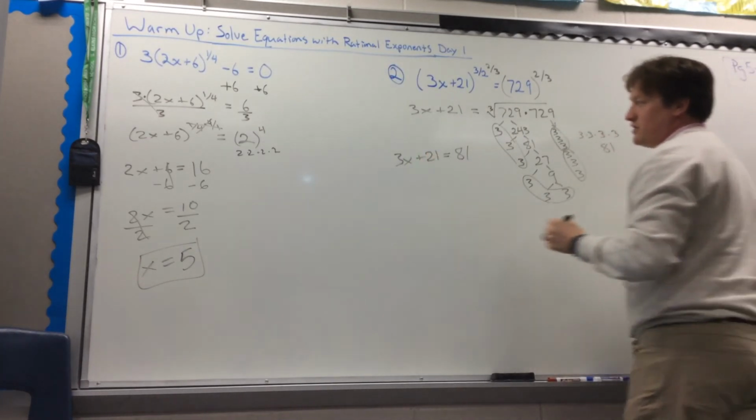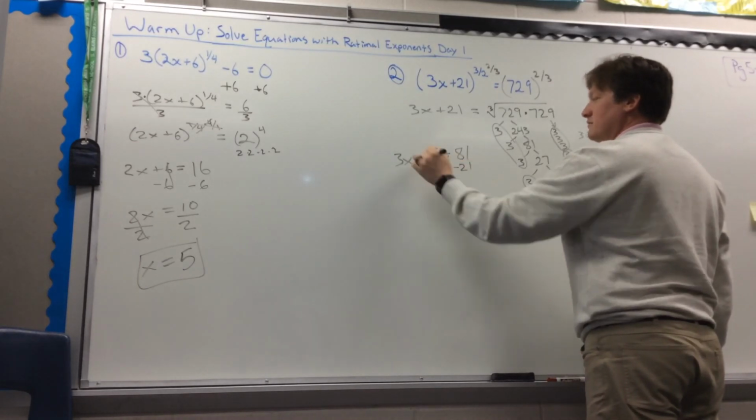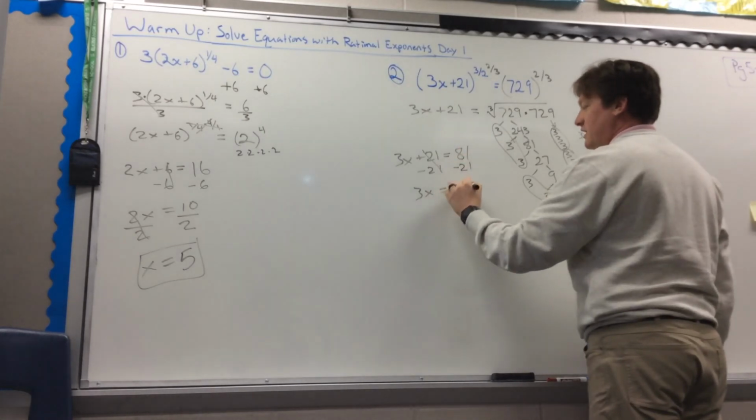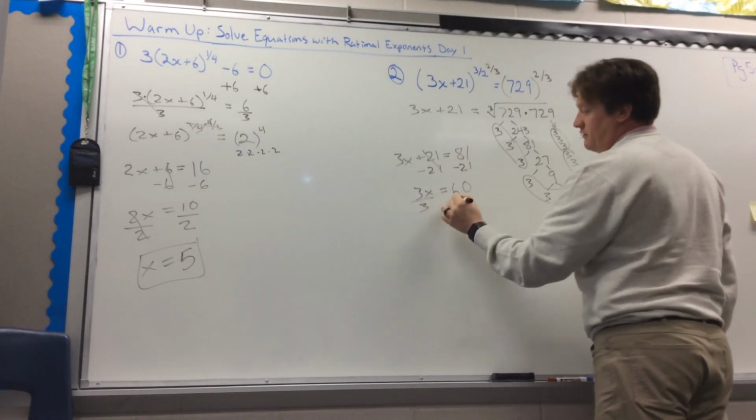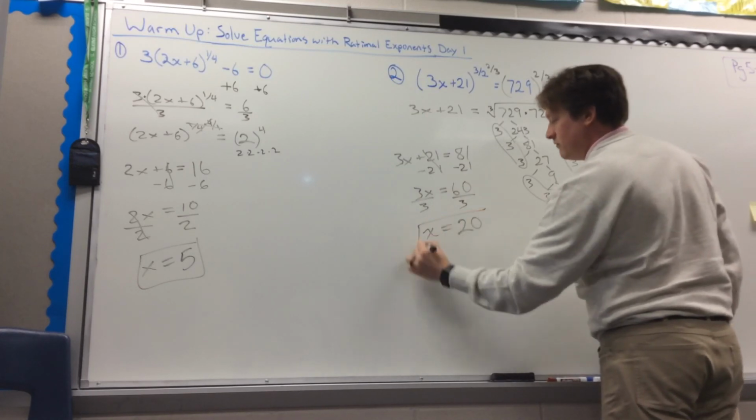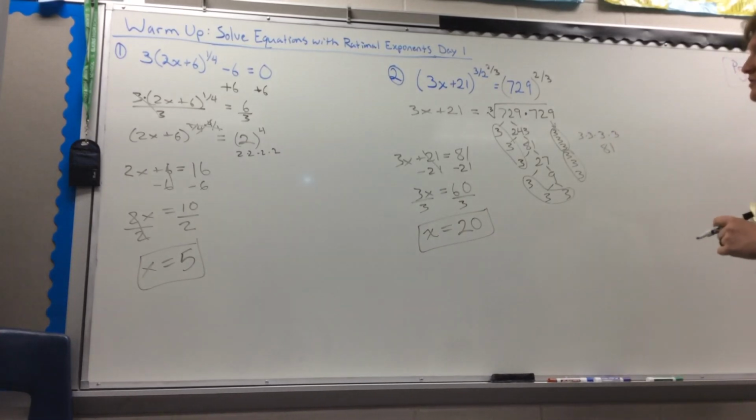I'm going to solve that two-step equation. Minus 21 on both sides. It's going to give me 3x is equal to 60, divided by 3. And I have x is equal to 20. That takes care of our warm-up for today, solving equations with rational exponents.